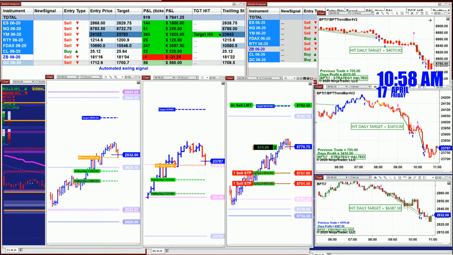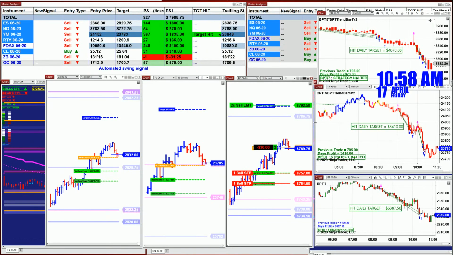That's good. We broke even, so if the market wants to go down, we're not going to be in losses. And I'm going to secure this one a little bit.